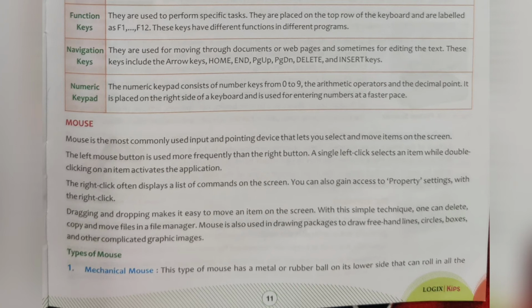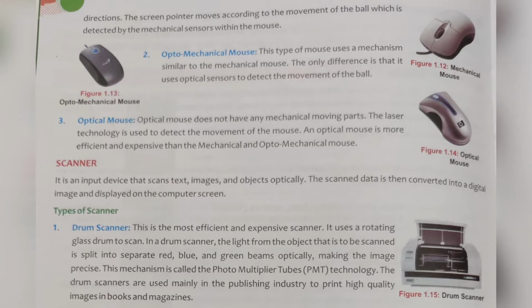Now, types of mouse. First, mechanical mouse. This type of mouse has a metal or rubber ball on its lower side that can be rolled in all directions. The screen pointer moves according to the movement of the ball, which is detected by the mechanical sensor within the mouse.